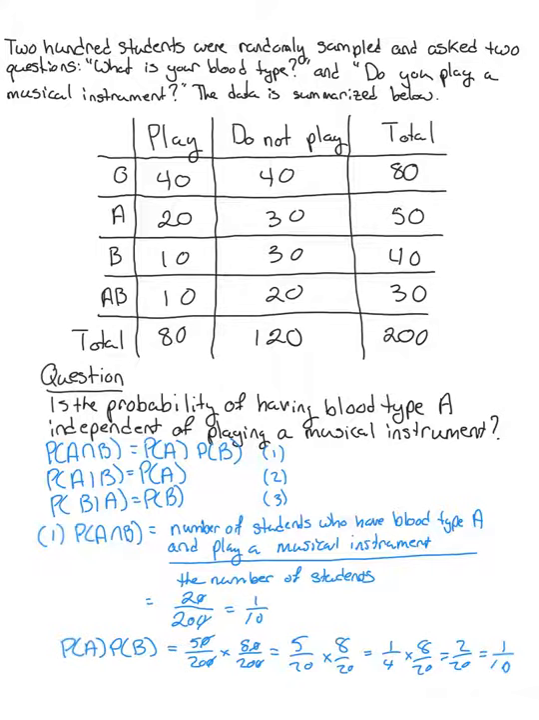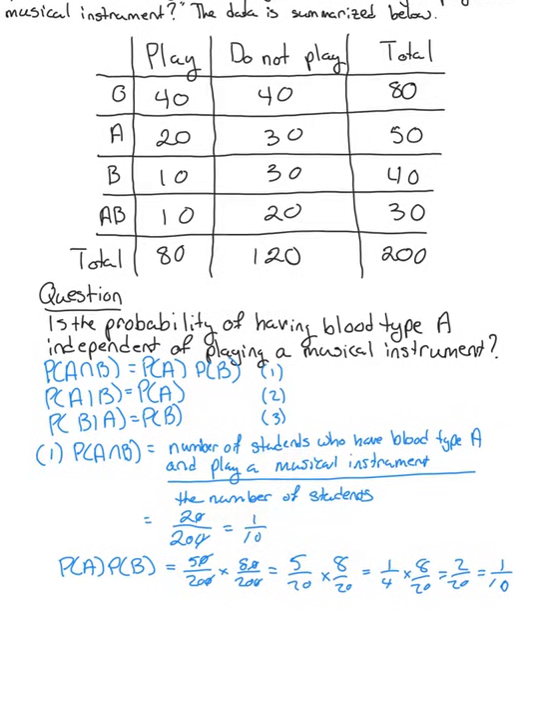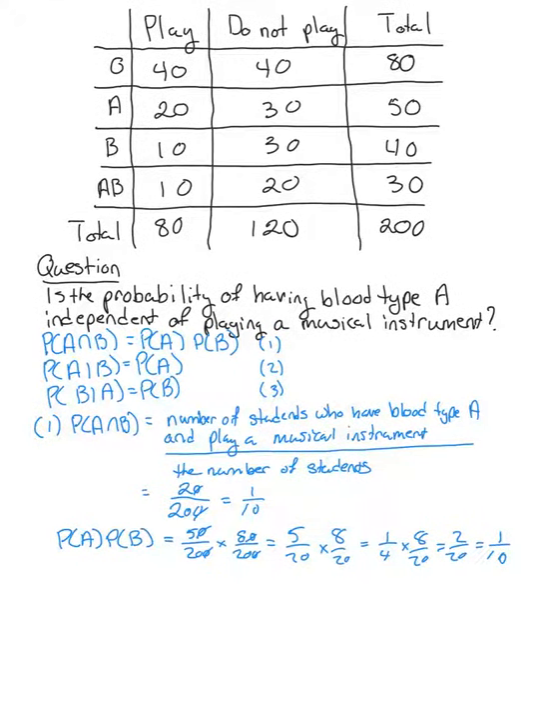So here, let's move everything up a little bit. Okay, so let's change color. Let's go with red. So then I'm going to do part 2 of the formula. So I'm going to go probability of A given B. And what this means is the given part B means we're only going to worry about the column where the students do play a musical instrument. That would be this column.